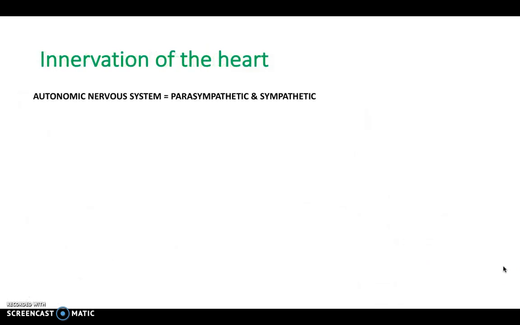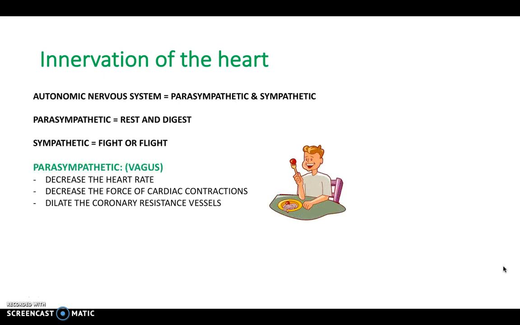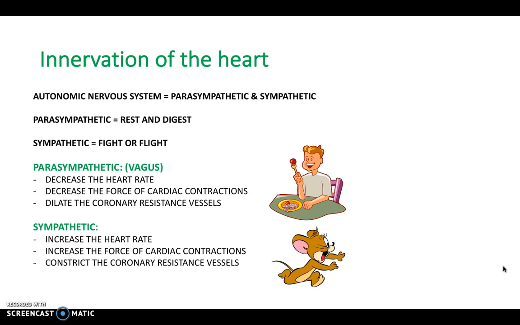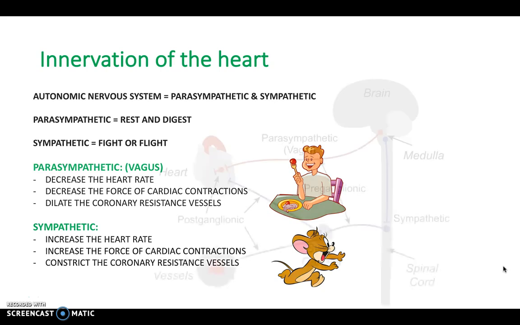So we also have to think about the innervation of the heart from an autonomic nervous system point of view. Our autonomic nervous system is the parasympathetic and the sympathetic. The way we think about these is parasympathetic is rest and digest, and sympathetic is fight and flight. So parasympathetic is all about relaxing. It allows us to decrease the heart rate, decrease the force of cardiac contractions, and dilate the coronary resistance vessels. On the other hand, your sympathetic nervous system is all excitatory. It increases the heart rate, increases the force of those contractions, and constricts the coronary resistance vessels.